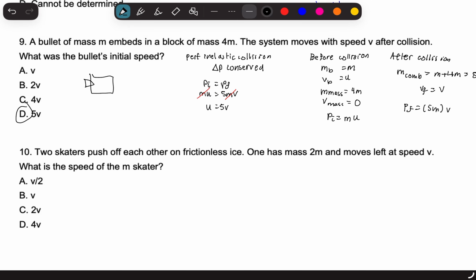Now two skaters, they're going to push off each other on frictionless ice. One has a mass of 2m and moves to the left at speed v. What is the speed of the m skater? So we know that they start at rest, because we said they're pushing off. So before they pushed off, they start at rest. If they start at rest, that means that the initial momentum is equal to 0. So if the initial is equal to 0, your final also has to be equal to 0, because we have conservation of momentum.